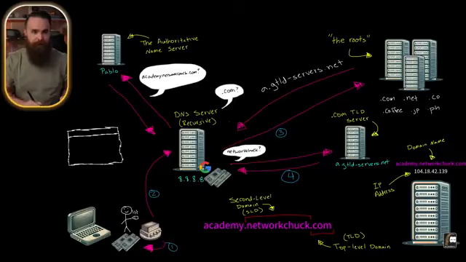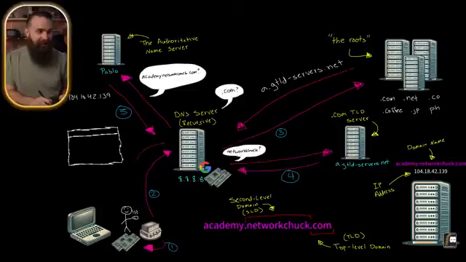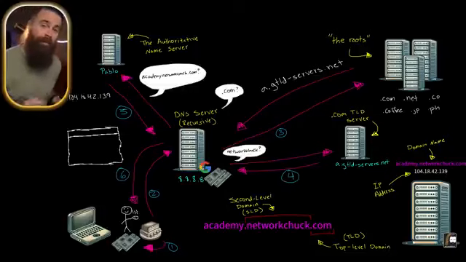Oh my gosh, it's here. And that's what Pablo responds with. Good old 104.18.42.139. Google has done it. He quickly updates his cache, saving that precious tidbit of information for later, and then finally he can tell us, our computer, our stub resolver, the IP address for academy.networkchuck.com.